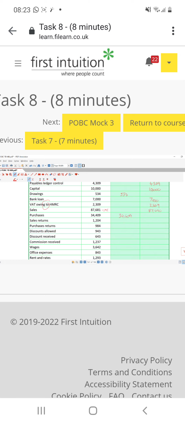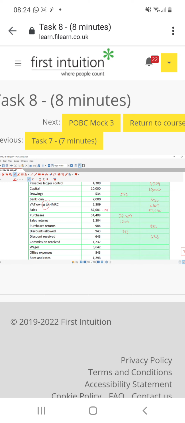Sales return, so if sales, as we know, is a credit, as it's a type of income, any sales return will be a debit, as it reduces that income. If purchases are a debit, as it's a type of expense, purchase returns will be a credit, so that 984 will come in here. Our discounts allowed is always an expense, so will be a debit, whereas our discounts received is always a type of income, so that 643 will come just in here.